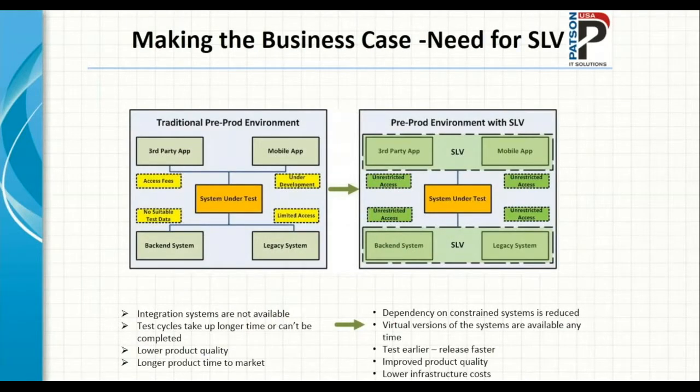So let's take a look at how you make a business case. What's the need for software lifecycle virtualization? On the left-hand side of the screen, you're seeing a traditional pre-prod environment that is not using any service virtualization. You see that the application under test is shown in the orange color. That's the system under test, and it's connected to third-party applications. It has its mobile app, it has its own backend system, and it's connected to some legacy systems.